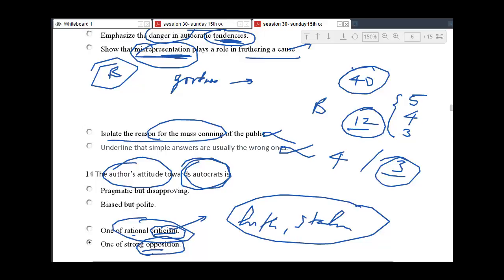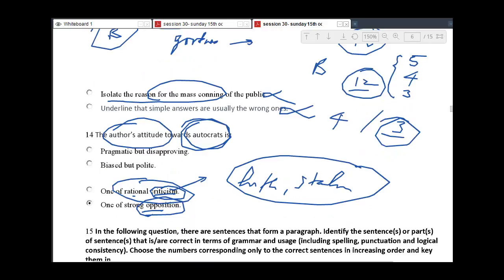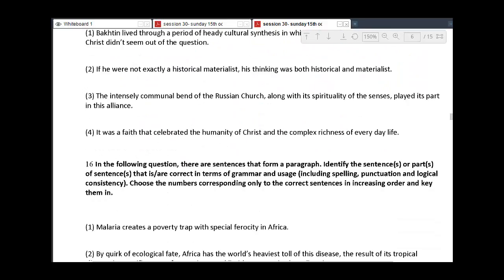Is it very tough, people? You tell me. Be honest. Do you think the paper is so tough that you can't get 40 marks there? The author is asking the people to think rationally. But what is the author's attitude towards those autocrats? Is it very tough, people? Do you think it's really very tough? Tell me. Be honest. Do you think it's a very tough paper that we are discussing right now? It's not tough. It is not at all tough.